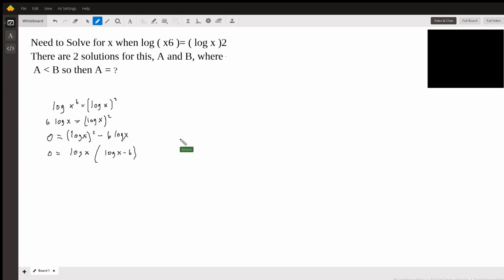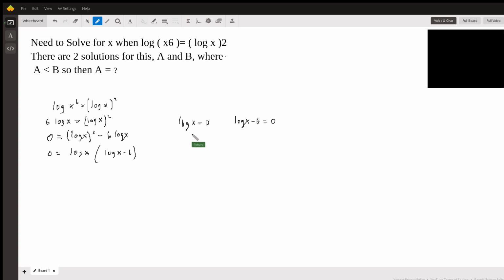So we're going to spawn 2 equations from this. The first equation would be log of x equals 0. The other equation would be log of x minus 6 equals 0. This is called the zero product property for those of you who are familiar with math vocabulary. I think learning vocabulary in math actually is very helpful. And so it allows you to spawn these 2 equations.